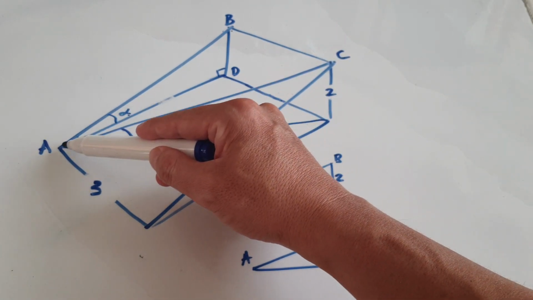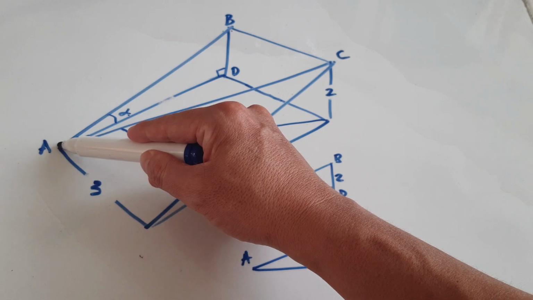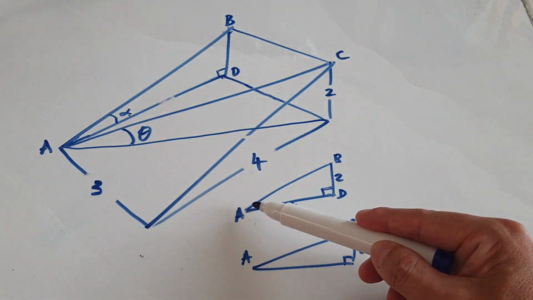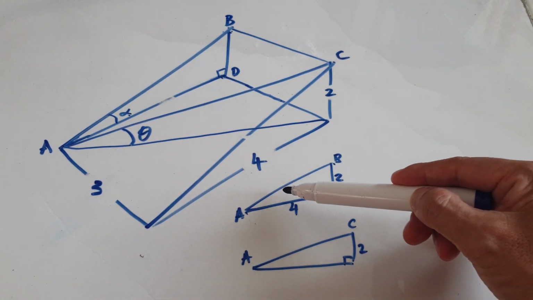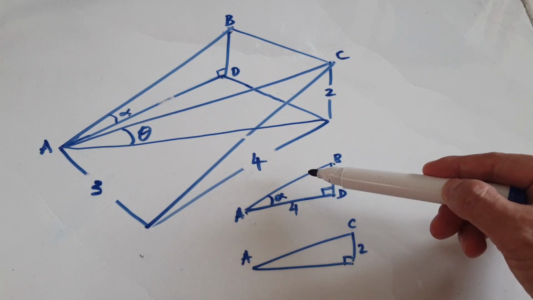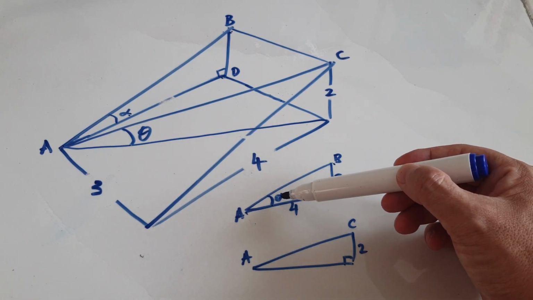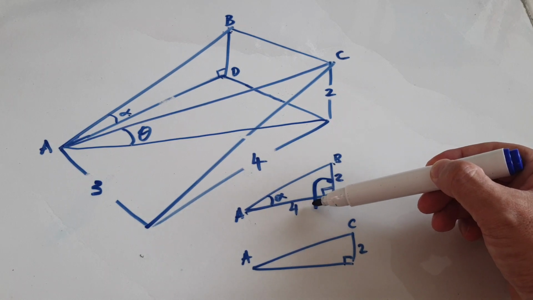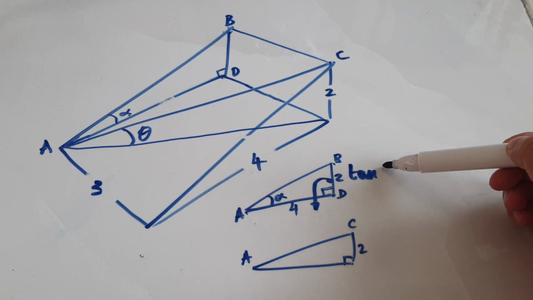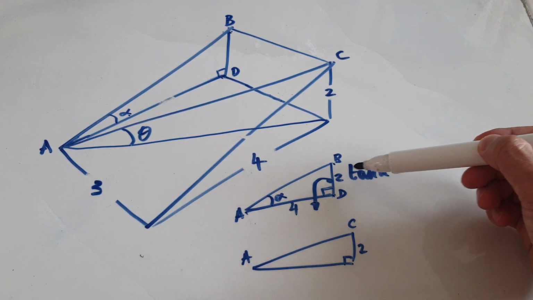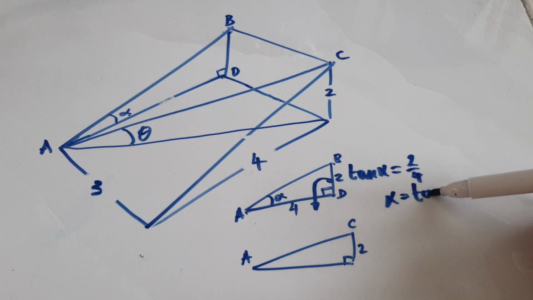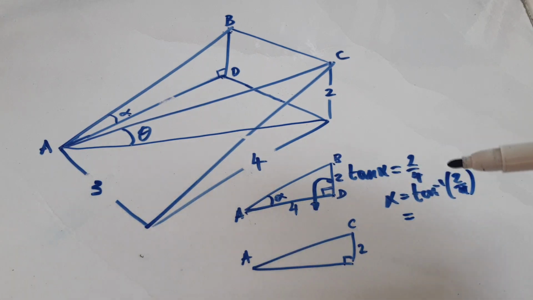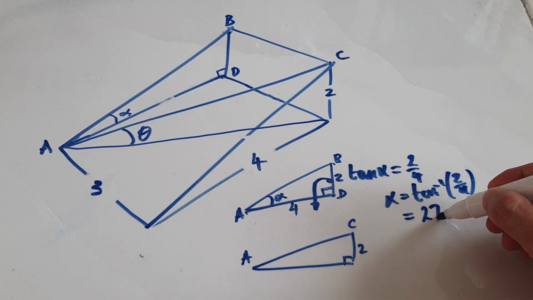So to work out alpha, I hope you can see there's a right angle triangle A, B, D. And there's a right angle here. So we need to work out alpha. So to work out alpha, this angle here, we've got to use tan. So tan the angle equals 2 over 4. And then alpha is inverse tan of 2 over 4. You jump to a calculator and it will give you an angle of roughly 27 degrees.